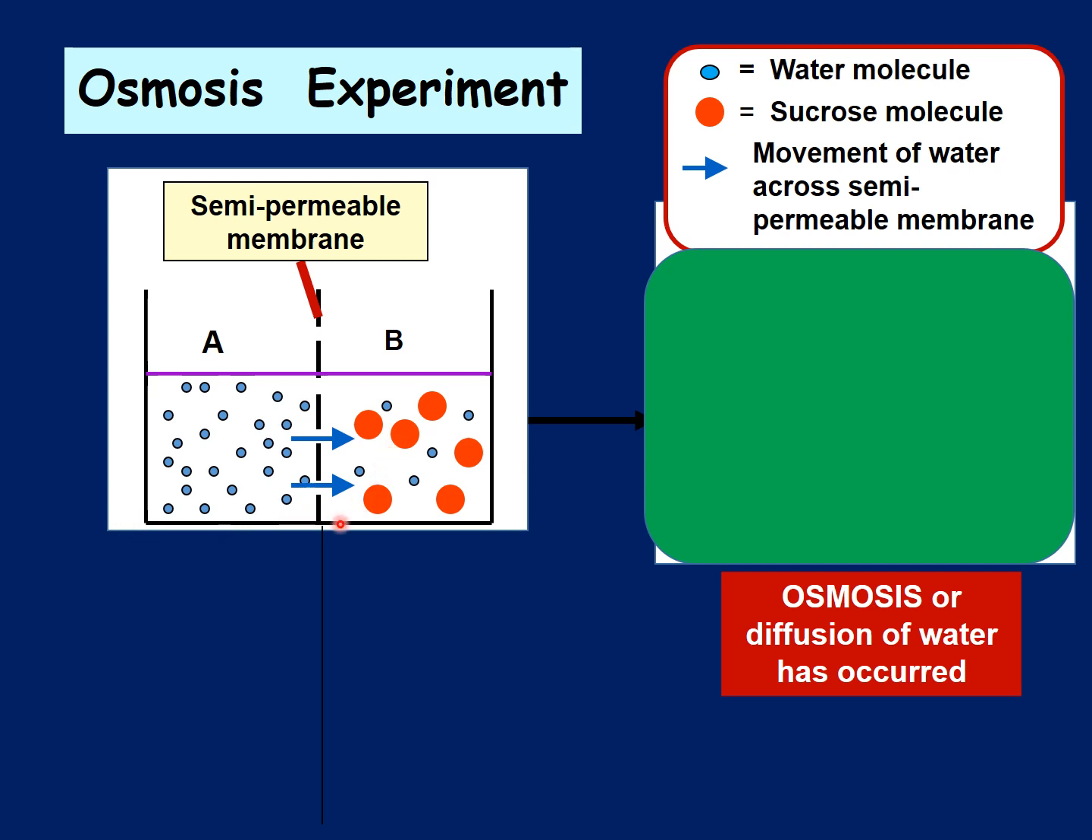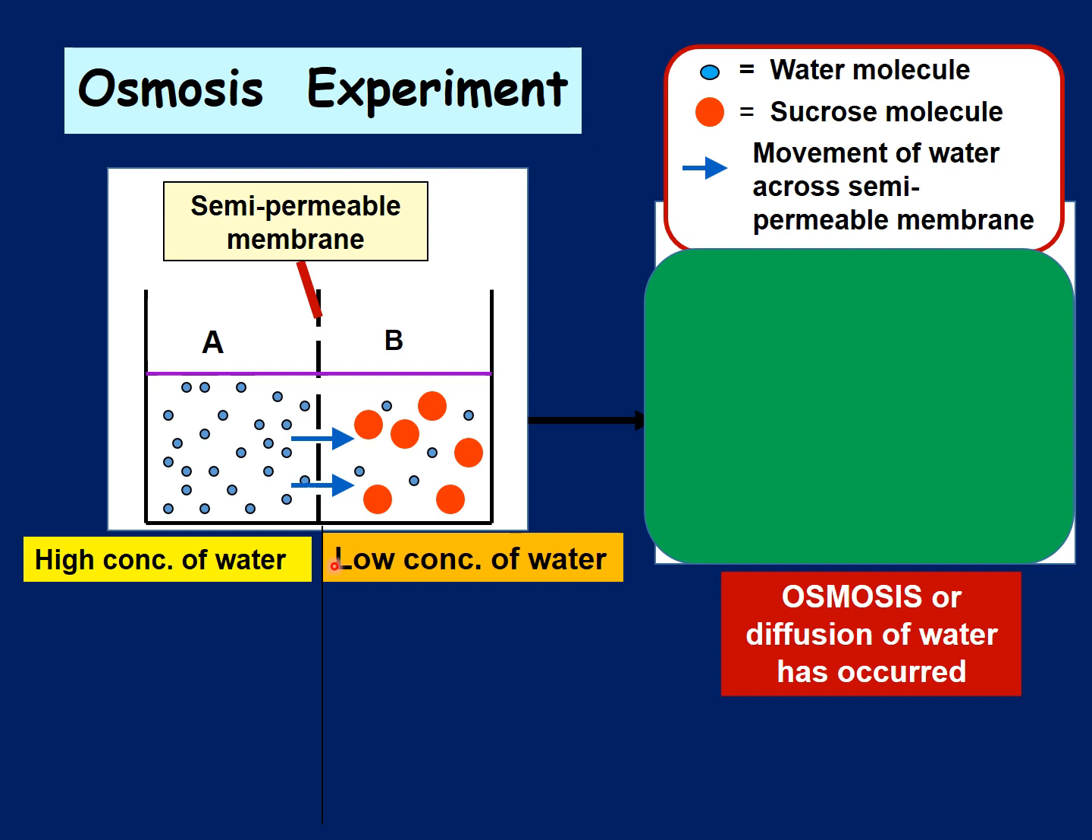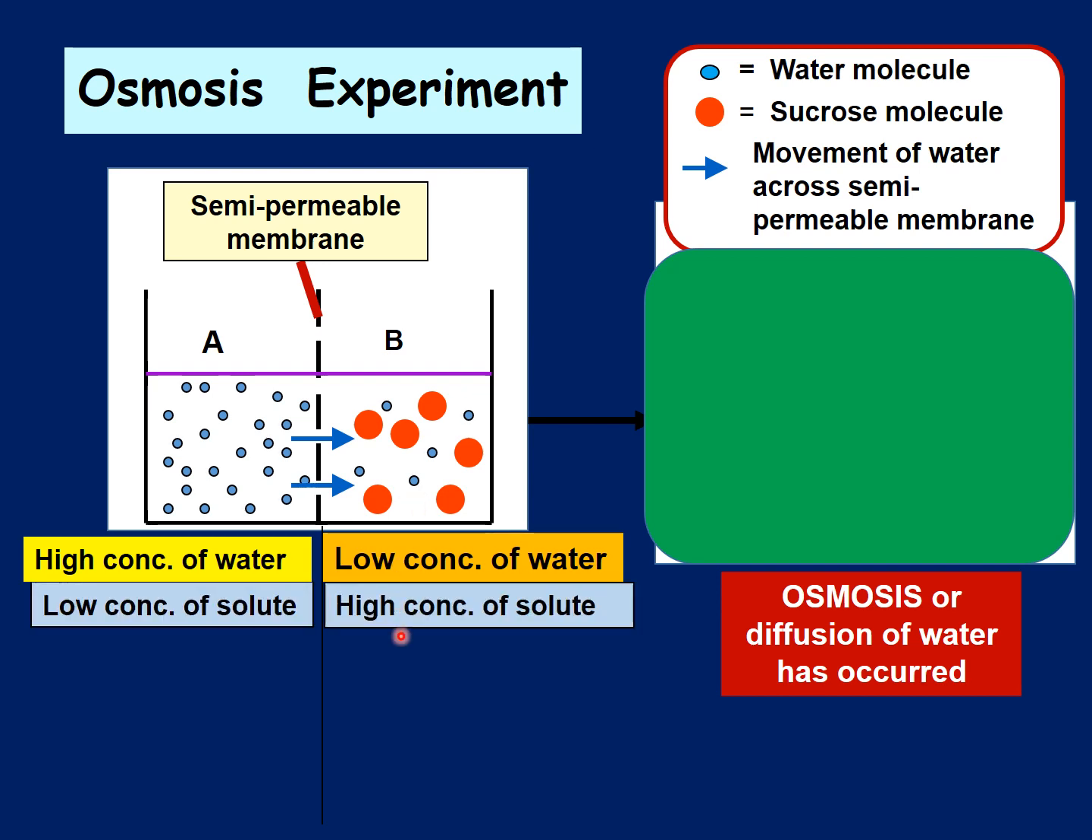So which solution has a higher concentration of water? Yes, it's solution A. Solution A has a higher concentration of water than solution B. Which solution has a higher concentration of solutes? Yes, it's B. B has a higher concentration of solute compared to A. So when a solution has high concentration of water, it will have low concentration of solute. And if it has low concentration of water, it means that the concentration of solute is higher.